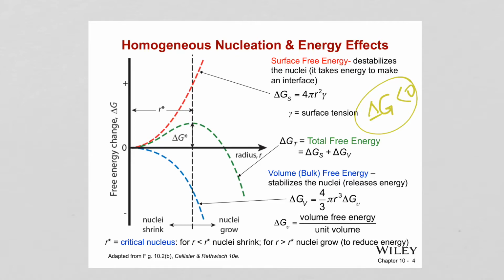All right. There are two contributions to the total free energy change, delta G. We can say delta G or delta G_T, the total free energy change. And we want this to be negative for our nuclei to be stable and then continue to grow. So what are these two factors that are affecting the total free energy change? One is the volume free energy, with a subscript V. The volume free energy change.